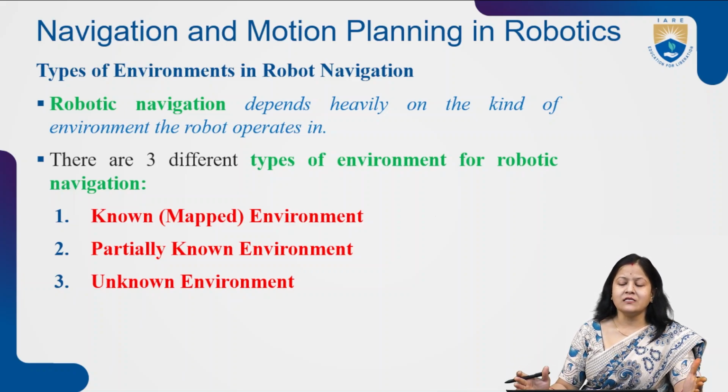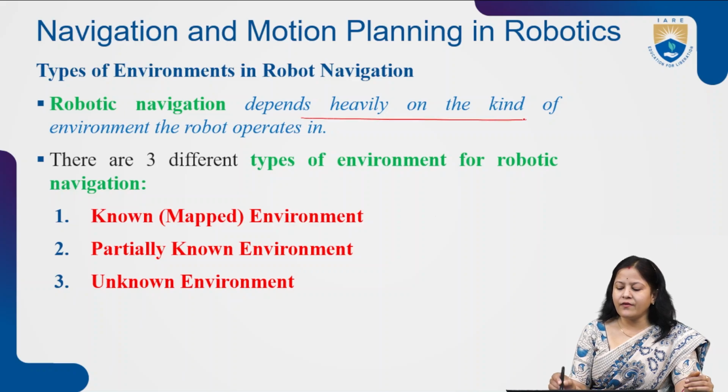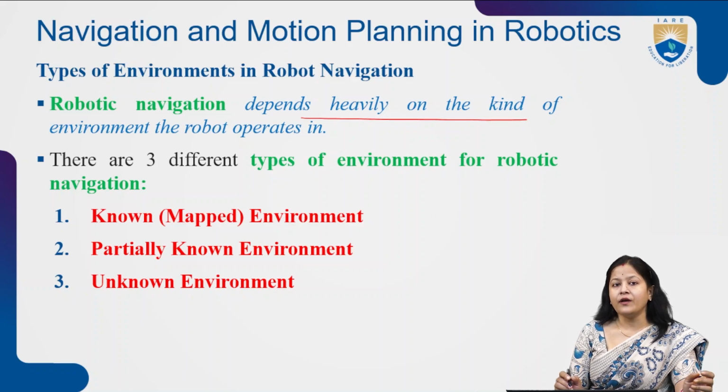But all this exploration and navigation, finding the feasible path for the robot, depends upon what type of environment, in which type of environment the robot is present. So robotic navigation depends heavily on the kind of environment the robot operates in. There are three different types of robotic environments for robotic navigation.